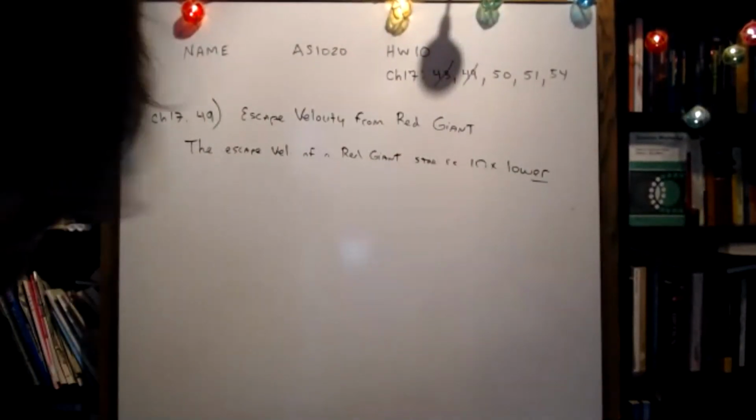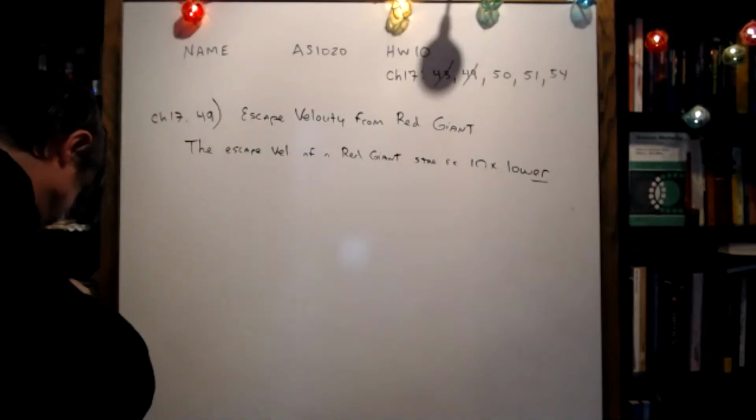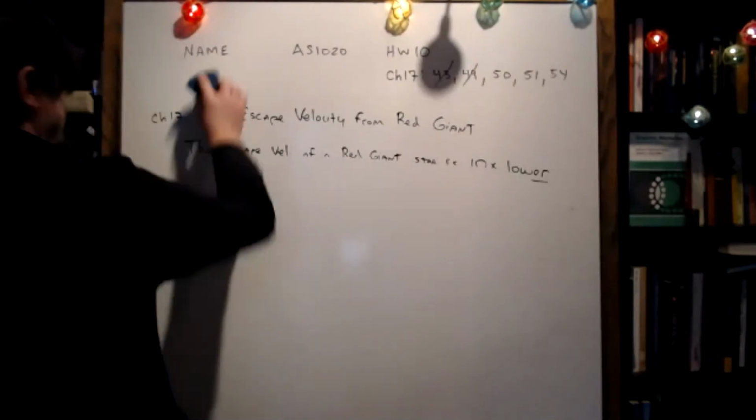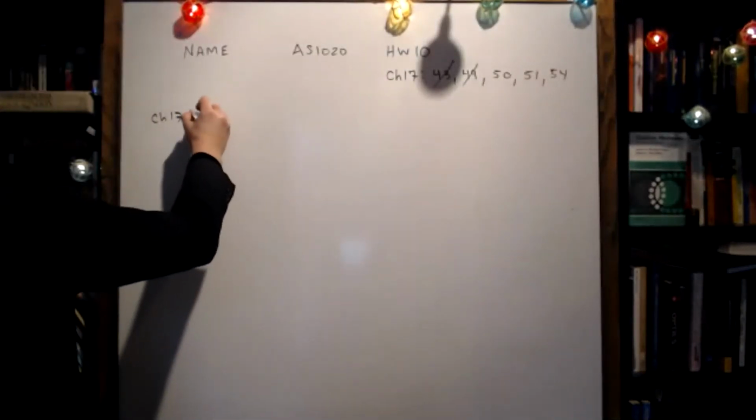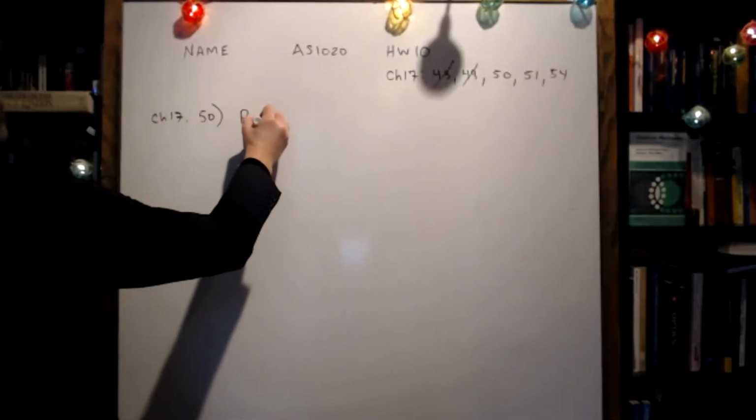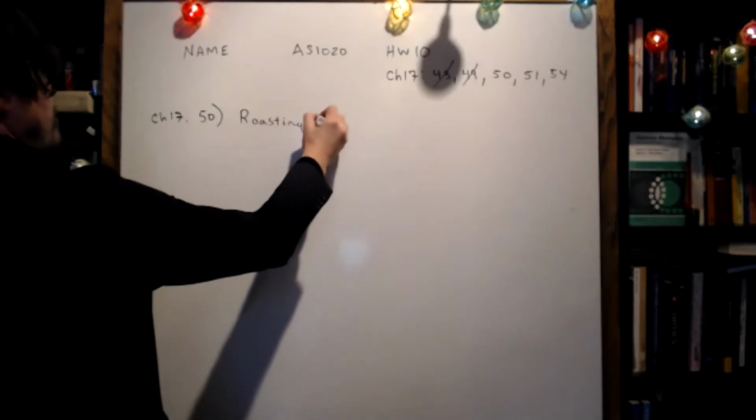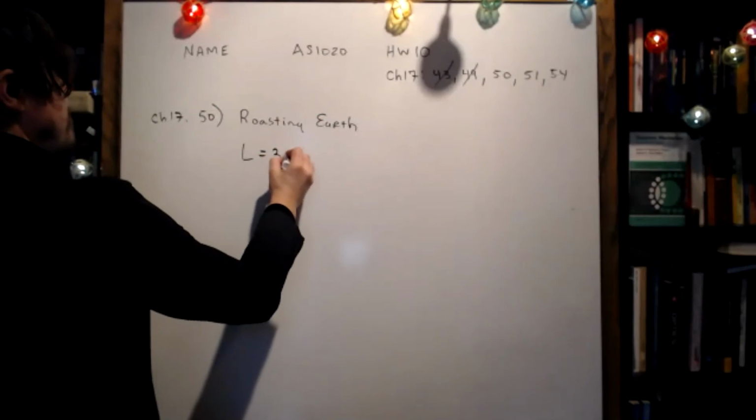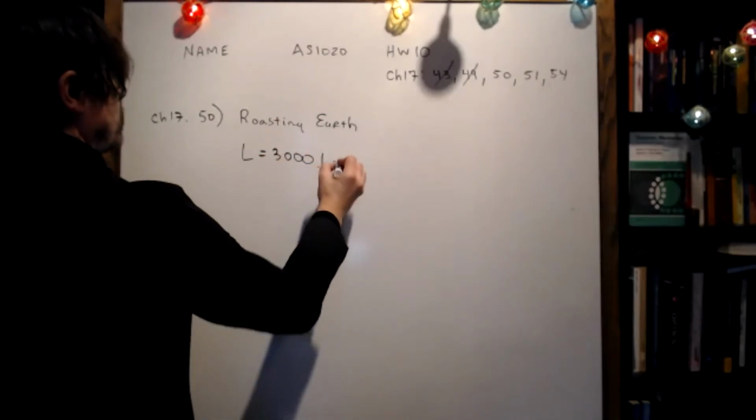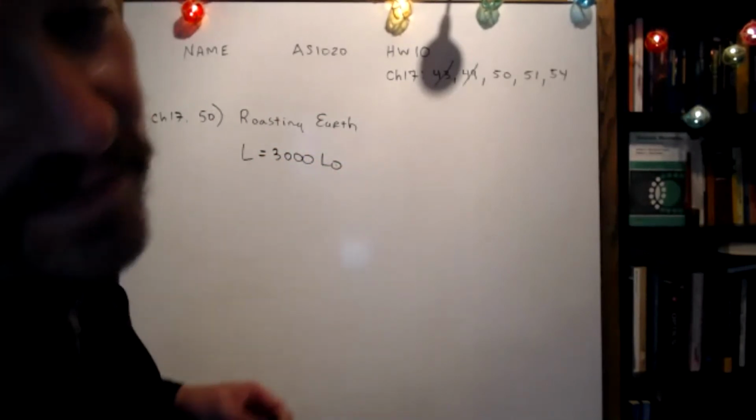Stacy, you're up for problem number 50. It's roasting the Earth. Nice. During its final days as a red giant, the sun will reach a peak luminosity of about 3,000. 3,000 what? Solar luminosity units, but okay, fine.